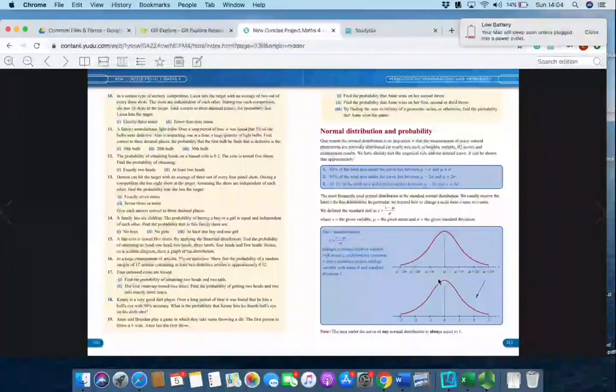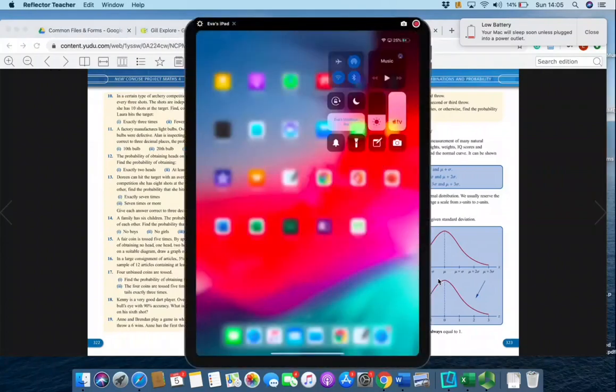So Z-scores, you may not have come across them. Z-scores are used for normalizing different sets of data so we can see which set of data is better than another. Okay, so how does it work? Well, it uses the empirical rule, and it normalizes the data.